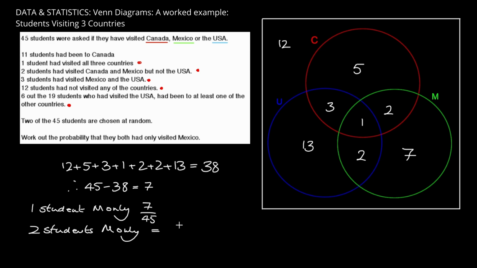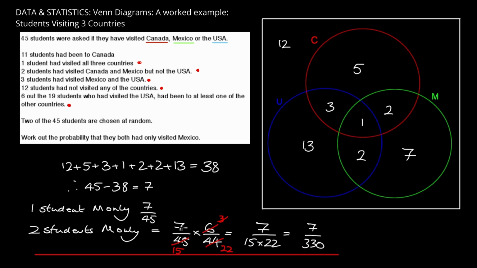So 2 students going to Mexico only will be equal to 7 over 45 multiplied by 6 over 44. Tiny bit of cancelling to do there, 3 and 22, and then further the 3 will go into the 45 15 times. So we're left with 7 over 15 multiplied by 22, which is equal to 330. So our final probability is 7 over 330. And that is your answer.